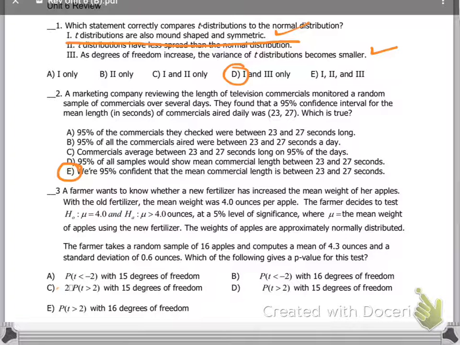Okay, let's go to 3. The key things here are HA and n. So if n is 16, that means my degrees of freedom is 15. So it can't be B, and it can't be E. Now I circled HA, which is a greater than sign, so that can't be A. So that means it's either C or D. Now I know it's not C because it says 2 times the probability, which is what it is for not equal to. So the answer is D. See how I did that without doing any math?